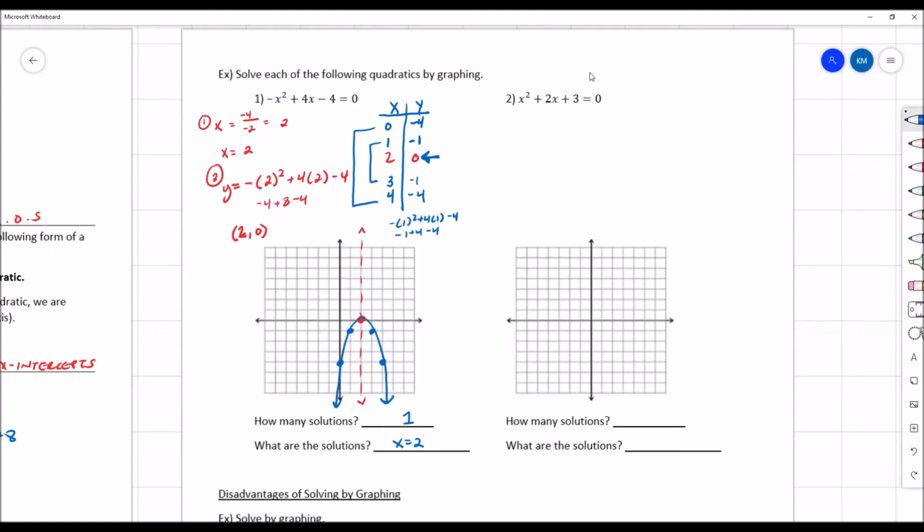Let's look at number 2. We have x squared plus 2x plus 3. Going through the same process, finding our axis of symmetry. Opposite b, -2 over 2a. A is 1 in this case. So we find our axis of symmetry is that x equals -1.